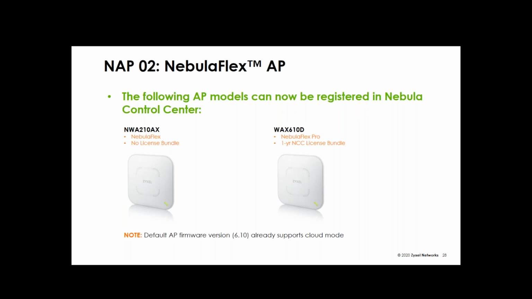The whole point about Nebula Flex and Nebula Flex Professional is that the Nebula Flex does not come with a bundle with a license, as you can see there. So it's Nebula Flex, no license bundle. A Nebula Flex Pro device, which in this case is the WAX 610D, does come with 1 year of Nebula Professional. That's the difference between Nebula Flex and Nebula Flex Professional, and that's probably one of the key things that does sometimes catch people out on licensing, unfortunately.